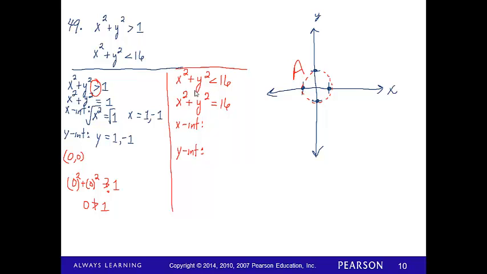So x-intercept is when y is 0, so that piece is gone. And you'll get x squared equals 16. Take the square root on both sides, and you get x is 4 as well as negative 4. Y-intercept is when x is 0, which means he's gone. And you should end up with y equals 4 as well as negative 4 too. Let's go ahead and plot those points.